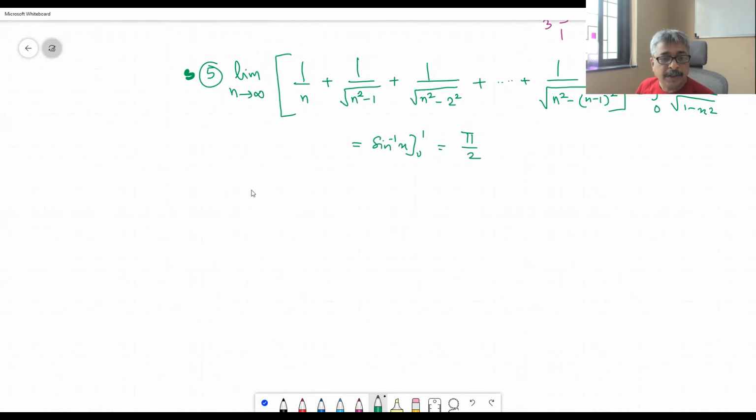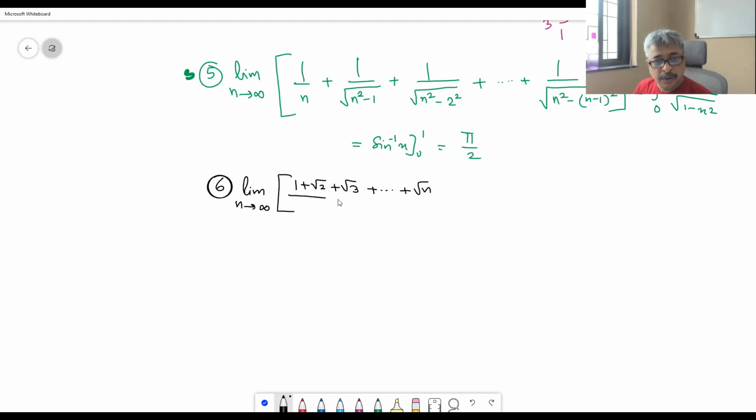Next problem number 6. Limit n tends to infinity, 1 plus root 2 plus root 3 plus dot dot dot plus n root n. Answer for this is 2 by 3. Question 7.